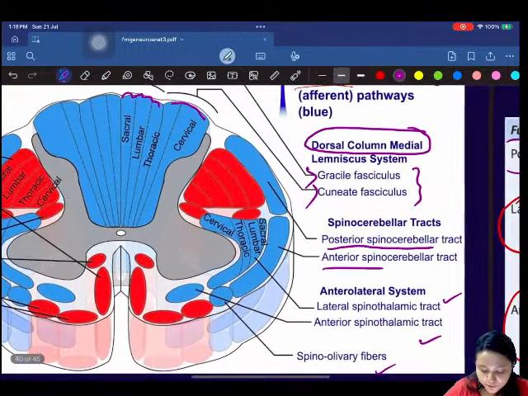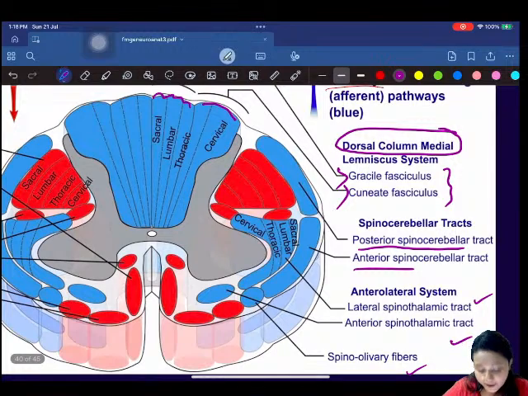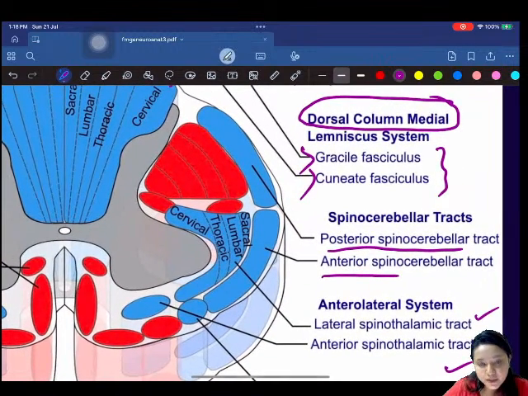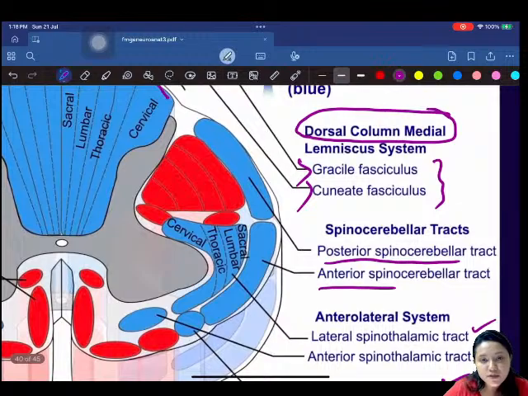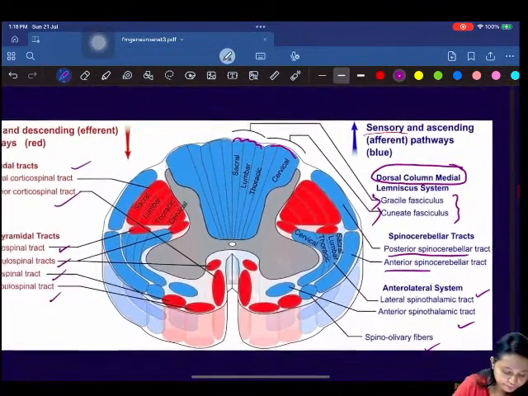On the lateral column you have the posterior spinocerebellar and the anterior spinocerebellar. Sometimes they might ask you on the spinocerebellar tract. In the anterolateral system you will have the lateral spinothalamic and the anterior spinothalamic. Also you have the spino-olivary fibers. So these are about the columns.